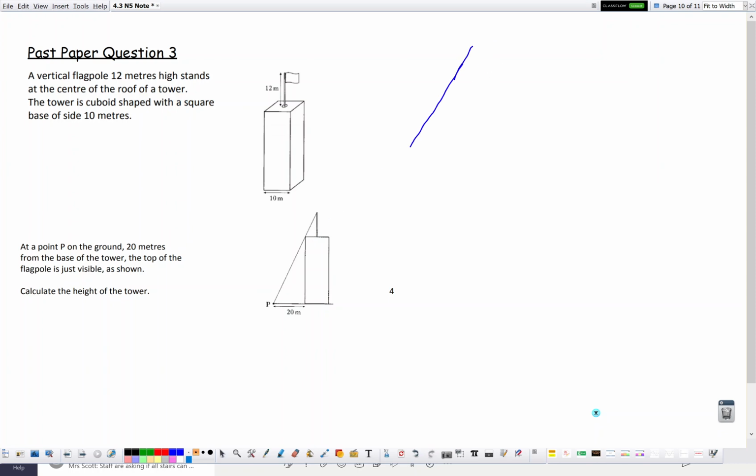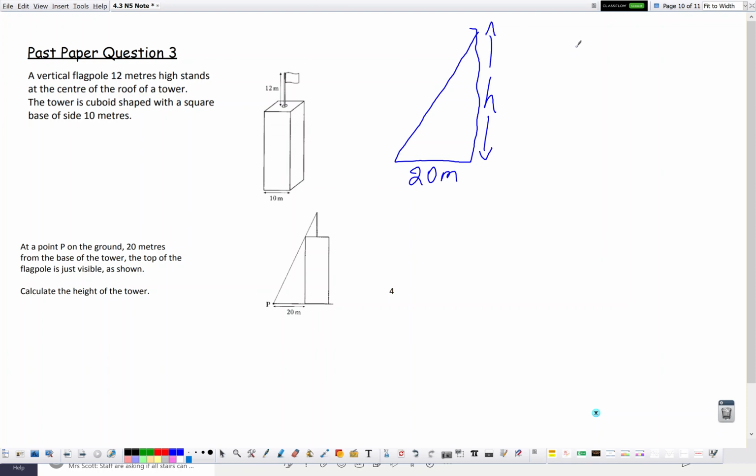So I have my bigger triangle. Sorry, that's a terrible triangle. I'm not accepting that. That's just horrendous. Okay, try again. So big triangle. Oof, not much better. We know it's 20 metres along the bottom. We're trying to find this missing height here. The overall height of the tower.